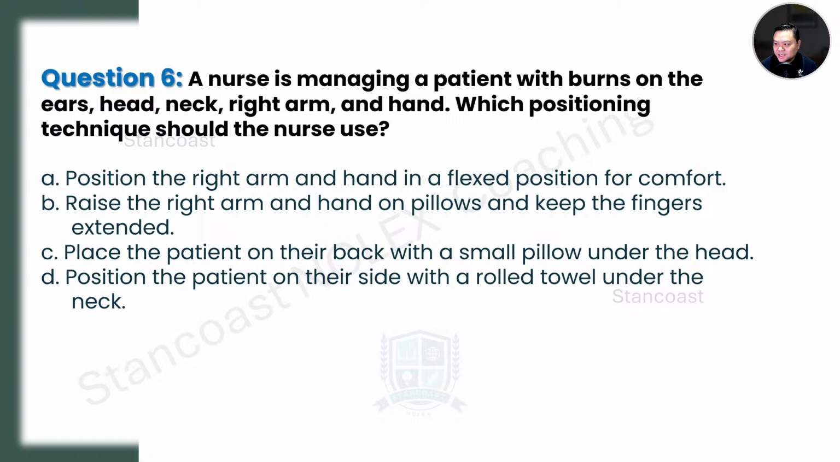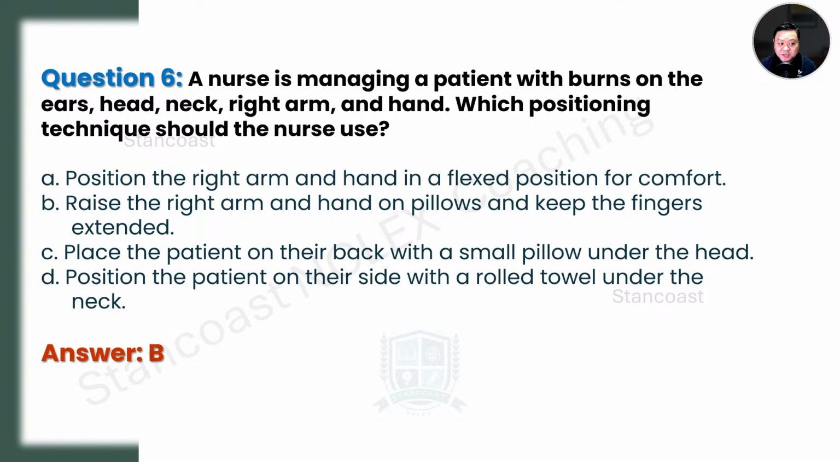So take a look at where the location of the burns is. It's on the ears, head, neck, right arm, and hand. So what should be the correct positioning for this patient? Your answer should be letter B. When you're raising the right arm and hand on the pillows and also extending the fingers, it can help reduce the swelling, and it will also prevent the contractures.